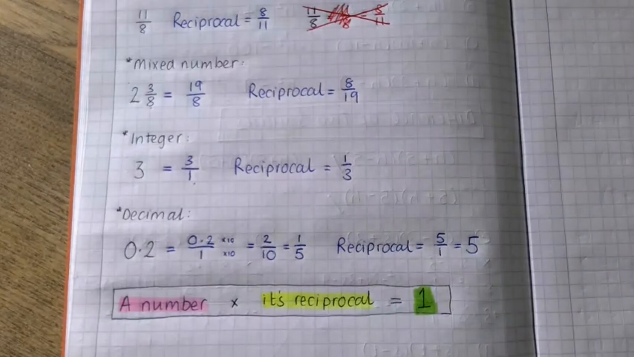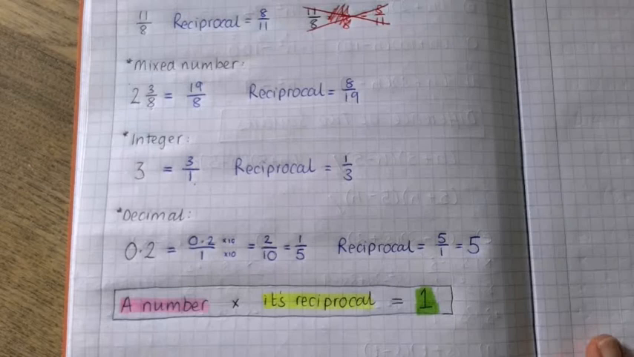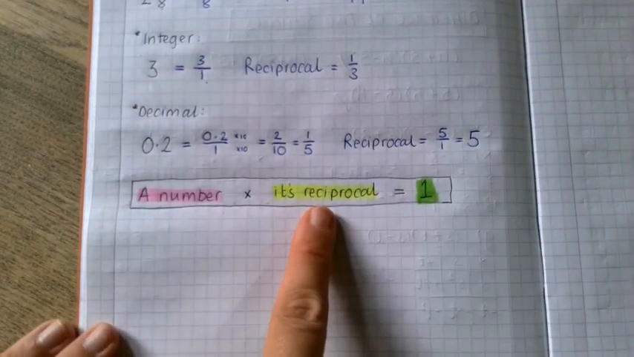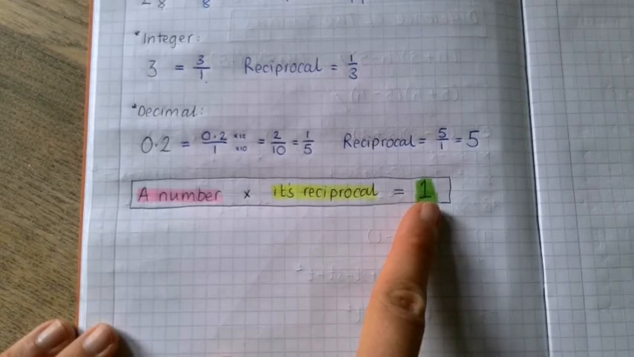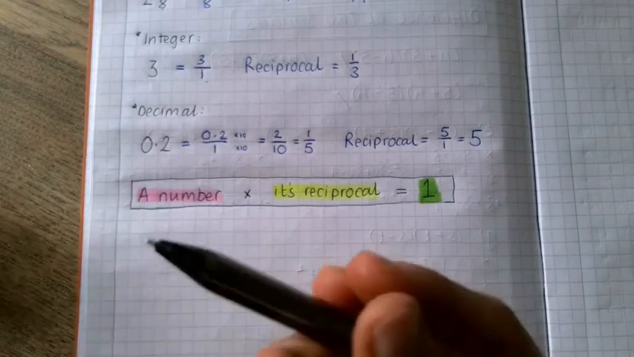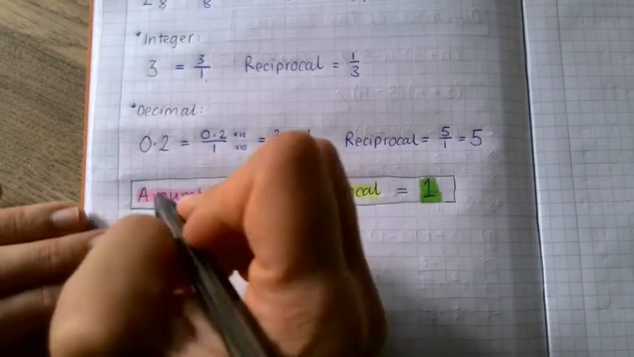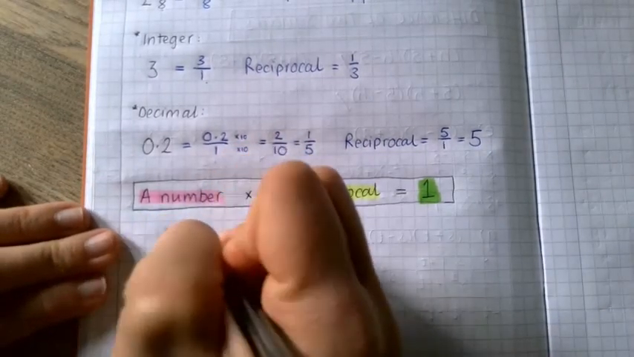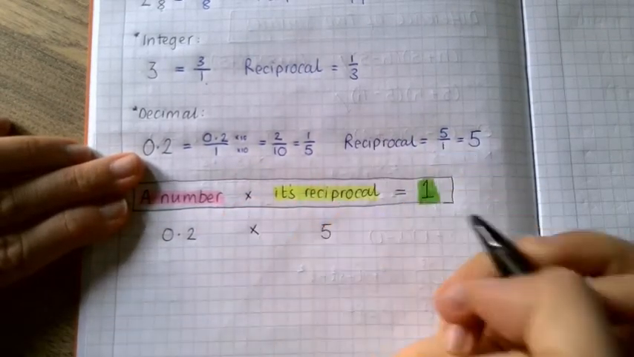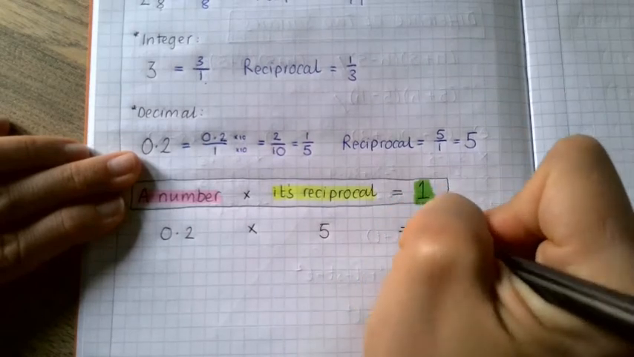Just before we talk about the most useful way to use reciprocals, is just to cover this fact here, that a number multiplied by its reciprocal will always equal 1. So over here we have found some pairs of reciprocals, right? So we were given the number 0.2 and we found that its reciprocal is 5, and 0.2 multiplied by 5 equals 1.